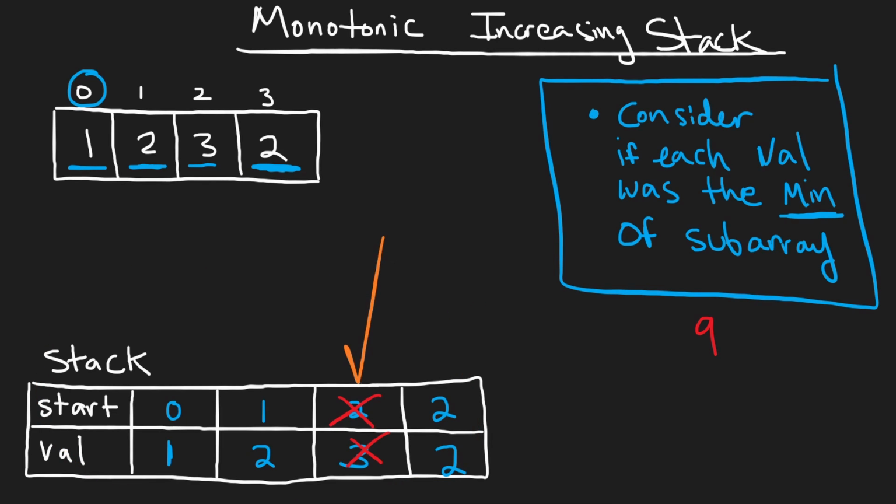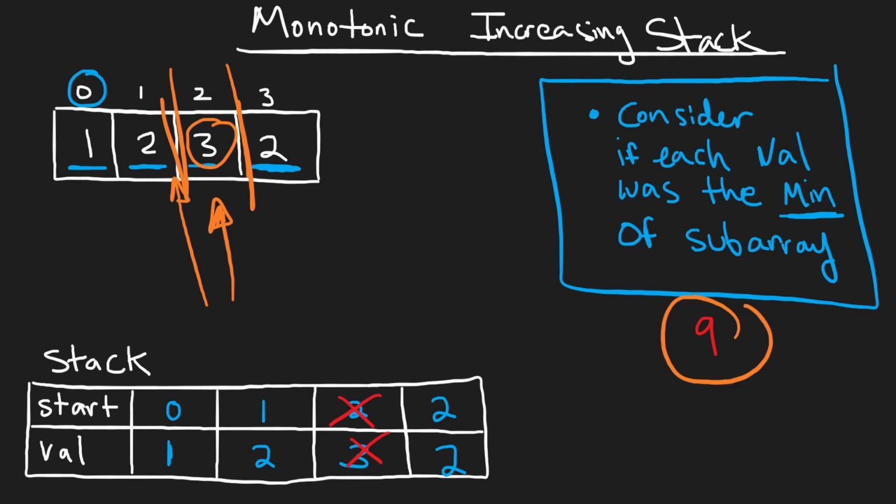We only popped one value from our stack. When we popped a value from our stack, basically that told us that the subarray was complete. If 3 is the minimum value, it started here, it ended here, and that's the subarray it was a part of. That's what we're going to compute for our result.